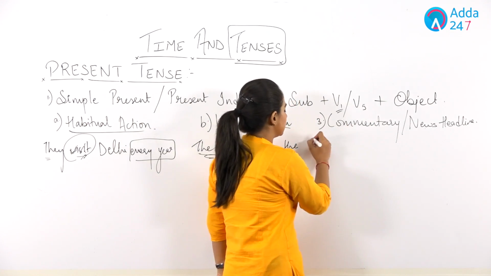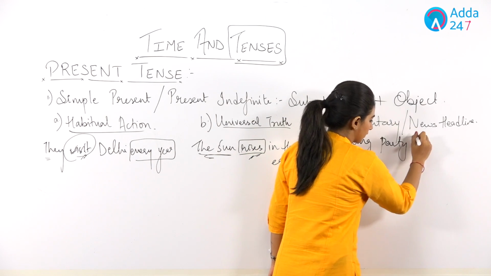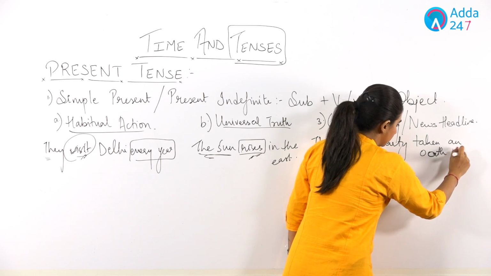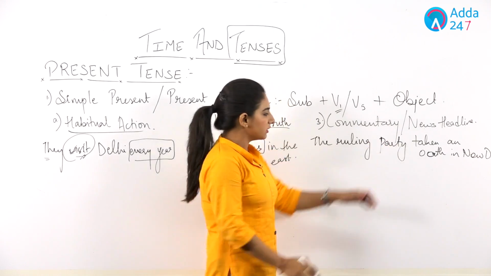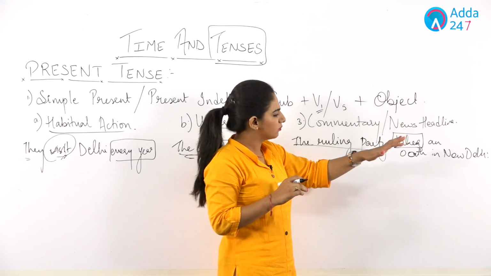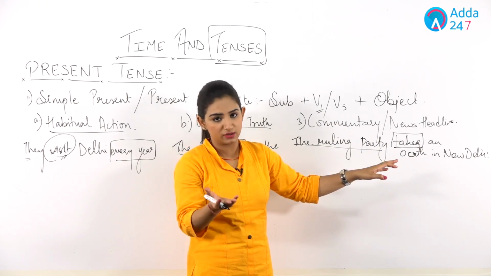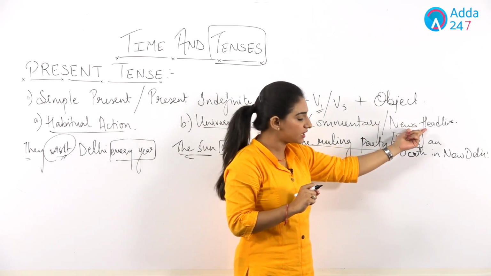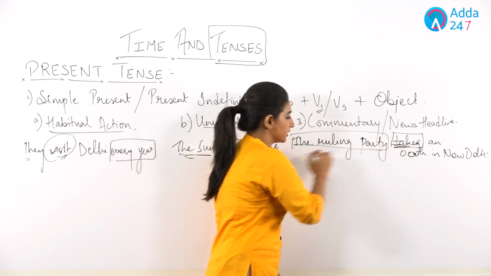For example, if I say, the ruling party takes an oath in New Delhi. Here the ruling party takes an oath is written, and here takes defines that no matter the ruling party has taken an oath yesterday or today or it will take tomorrow, it says that it has taken, and it is a news headline. That is why we have written the verb's fifth form here. Why? Because the subject is singular.